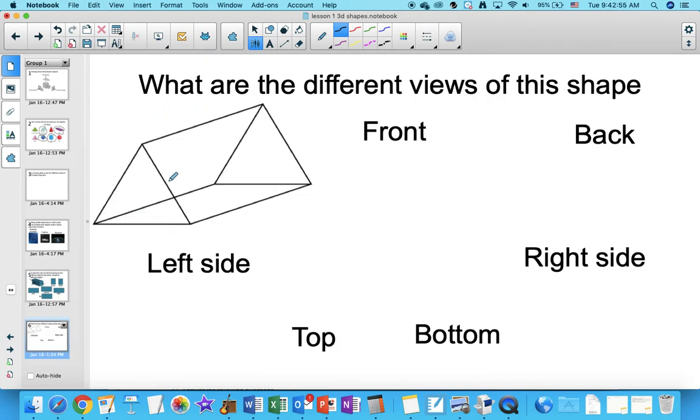But sometimes you can get compound shapes that look very different depending on the side you're looking at. So, practice on your own. What are the different views of this shape, right? Again, we're starting really easy and working our way up. So what different views do you see?